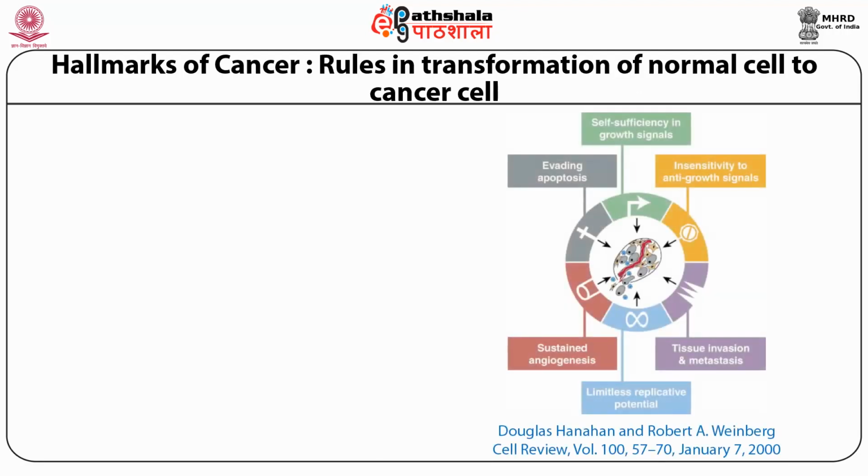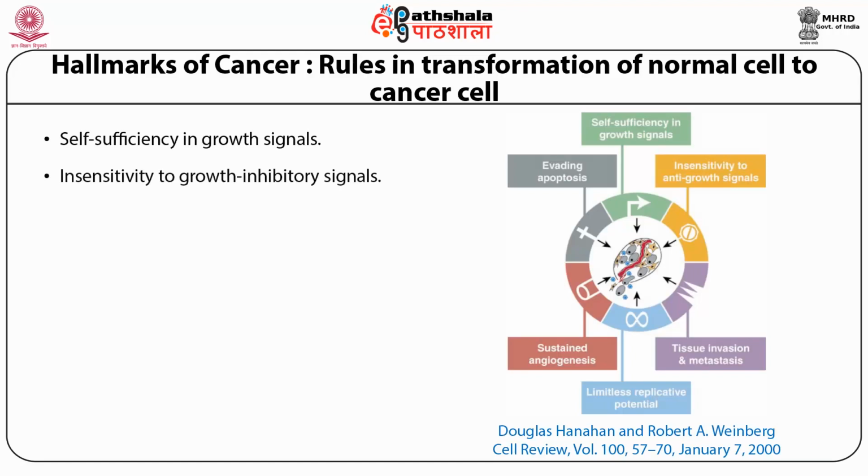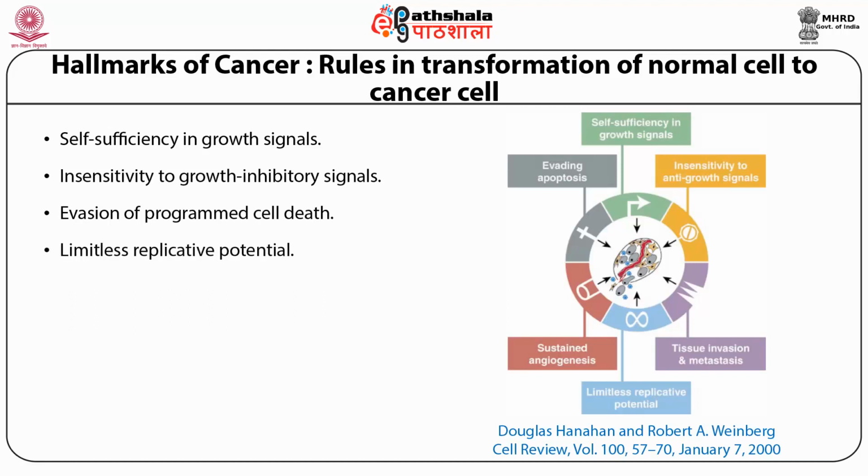Hahn and Weinberg, in the classic paper called The Hallmarks of Cancer, describe rules in the transformation of a normal cell to cancer cell. And this includes 6 major basic features. Number 1, self-sufficiency in growth signals. Number 2, insensitivity to growth inhibitory signals. Number 3, evasion of programmed cell death. Number 4, limitless replicative potential. Number 5, sustained angiogenesis. And number 6, tissue invasion and metastasis.